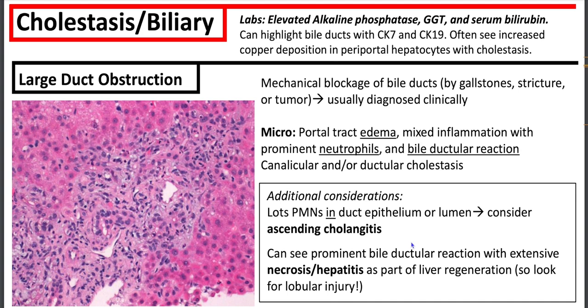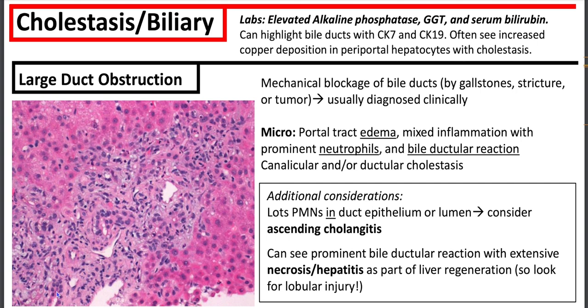Large duct obstruction. So this is the mechanical blockage of your bile ducts, either by gallstone, stricture, or a tumor, and this is usually diagnosed clinically. You will see portal tract edema, mixed inflammation with prominent neutrophils, and a bile ductular reaction, where you'll see more than one duct in your portal tract. And you can have canalicular and/or ductular cholestasis.